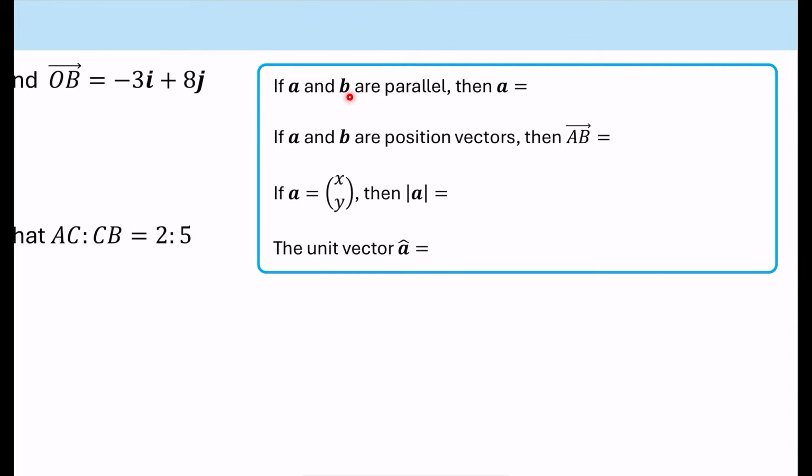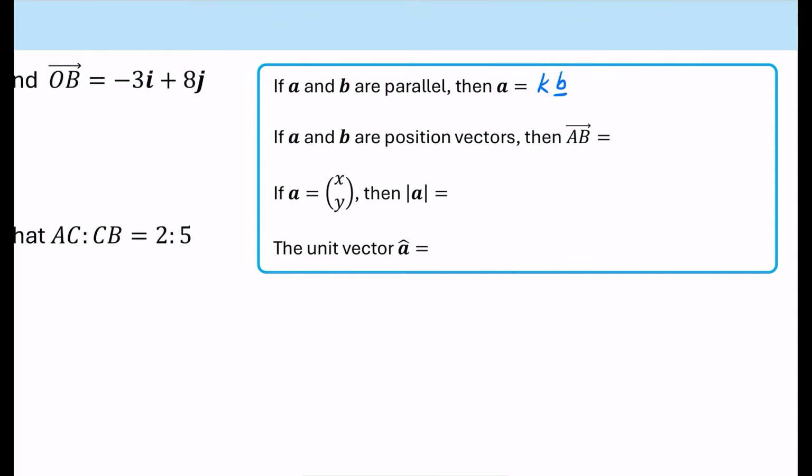So if A and B are parallel vectors, then we could say that A is some multiple of the vector B. Obviously, when I print them, they're in bold for a vector, but when I'm writing them, I'll underline them for a vector. So if two vectors are multiples of each other, where k is just a constant here, then they are parallel.